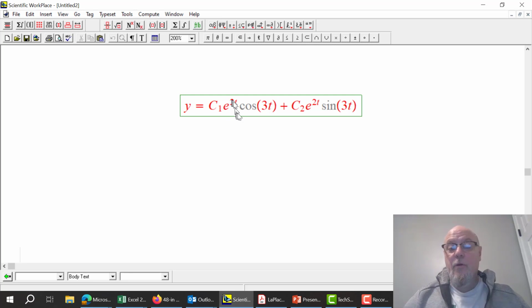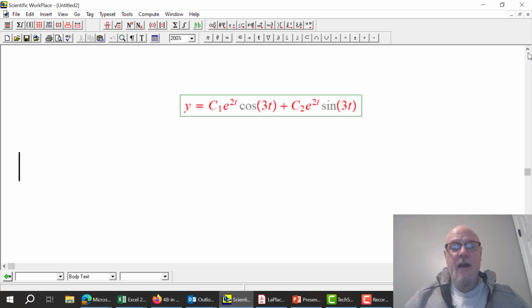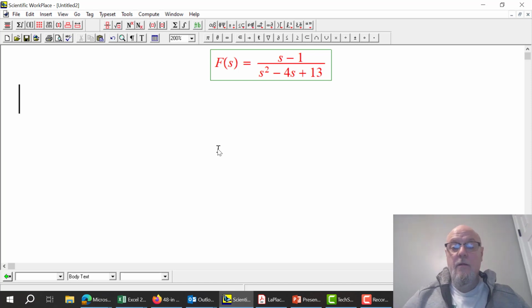Some constant e to the real part t cos imaginary part t, plus some constant e to the real part t sine imaginary part t. So if the eigenvalues were 2 plus or minus 3i, this is the sort of solution form that I would think I would get. But now I know the denominator, the bottom, doesn't factor. So our plan was then to complete the square.